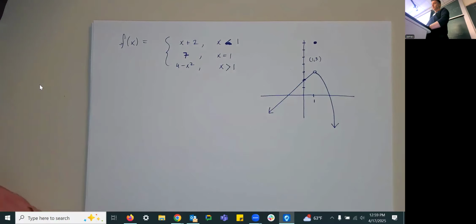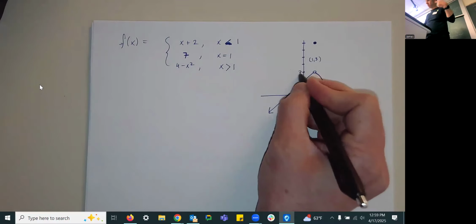Let's take a look. Just graphically, this limit is going to exist as x approaches 1, because whether you approach 1 from the left-hand side or from the right-hand side, the y values are both getting closer and closer to the same y value, which is 3.